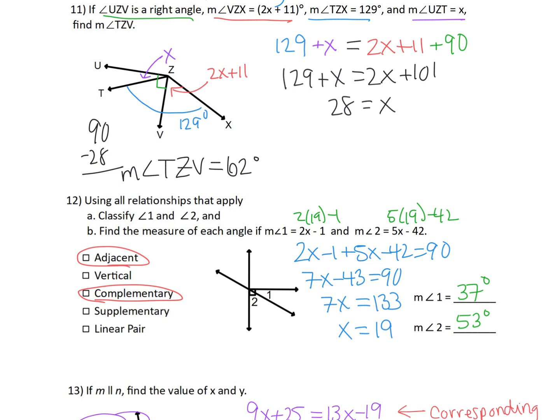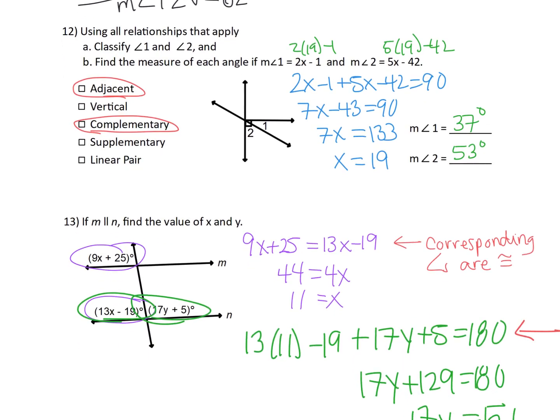All right, number 12, angles 1 and 2 are technically adjacent because they are next to each other, but they are also complementary. So it says using all relationships, so I went ahead and selected 2. So since they are complementary, I'm adding them and setting them equal to 90, solving for x, but then the answers are supposed to be each individual angle, so I just plugged it back in.